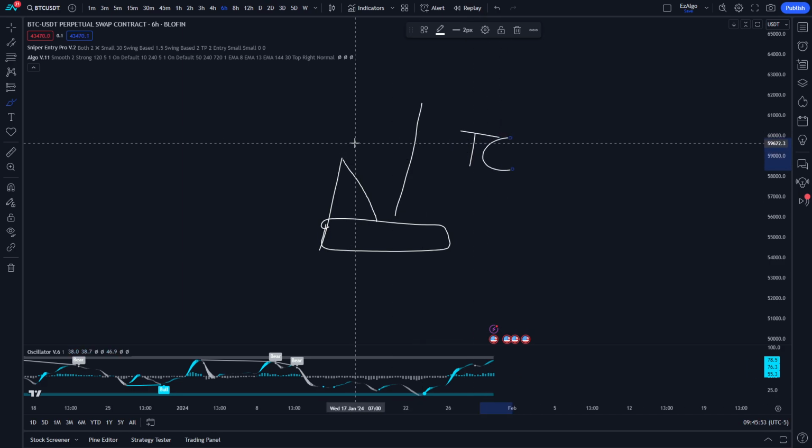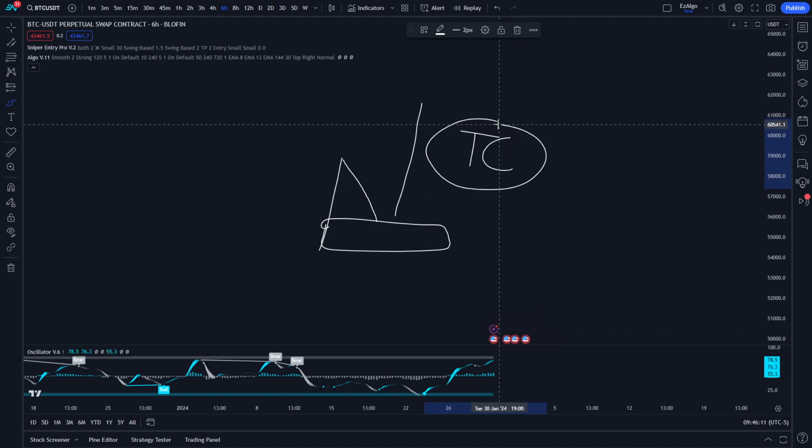This is the way that I like to use Sniper Entry Pro V2. This is where I found the best results, all right? It's very easy to spot. There's tons of setups per day using this method of trend continuation. Now, it's very important when you're using Sniper Entry Pro for trend continuation, you need a higher time frame bias, right? A higher time frame bias.